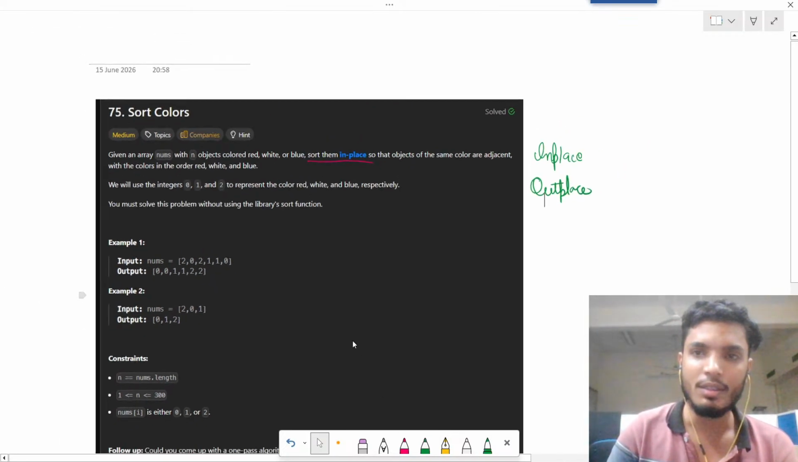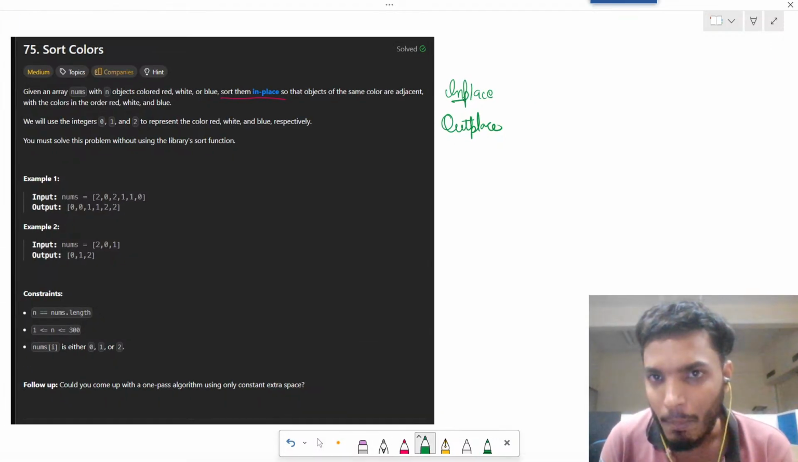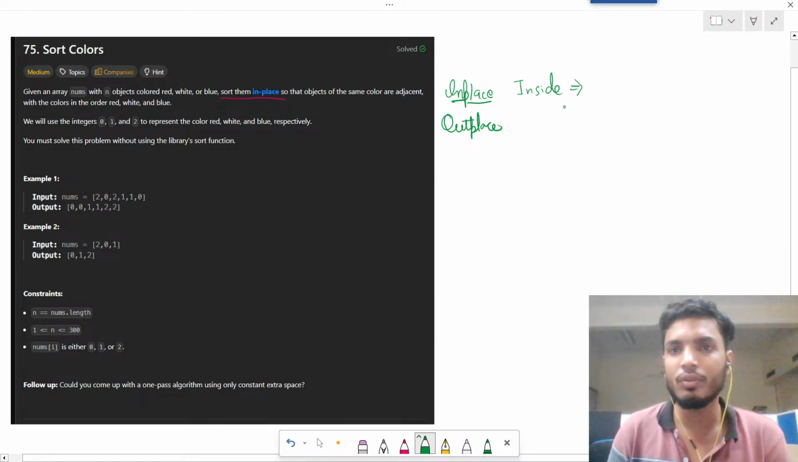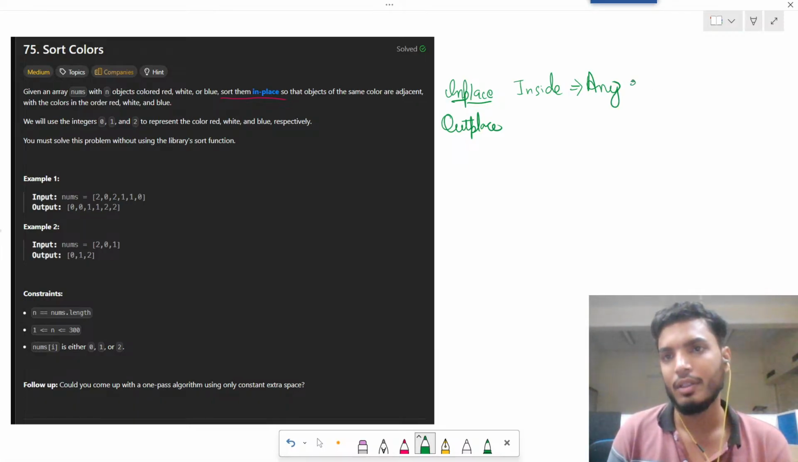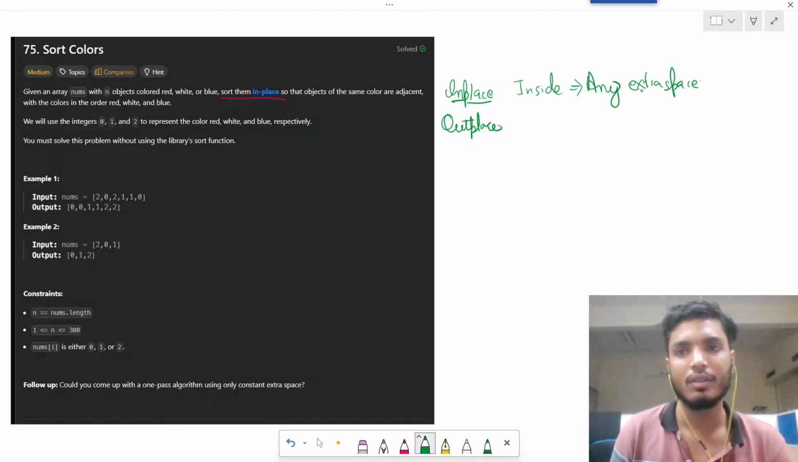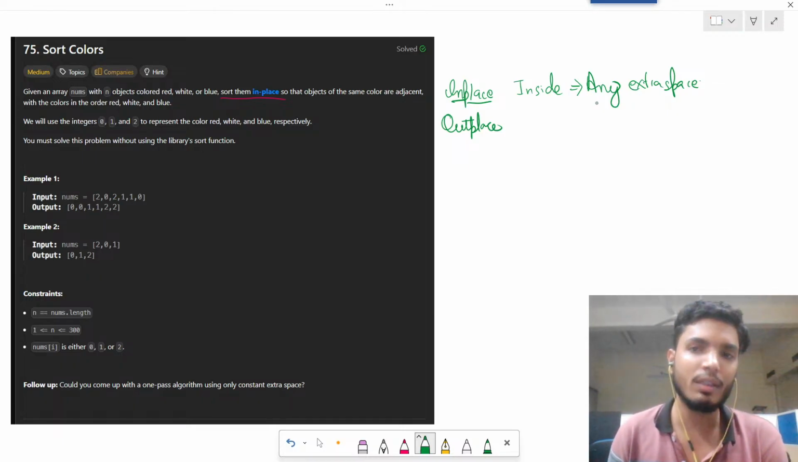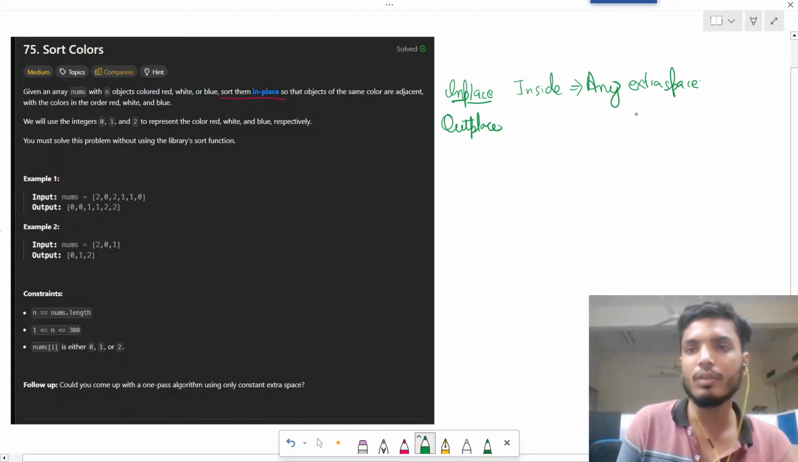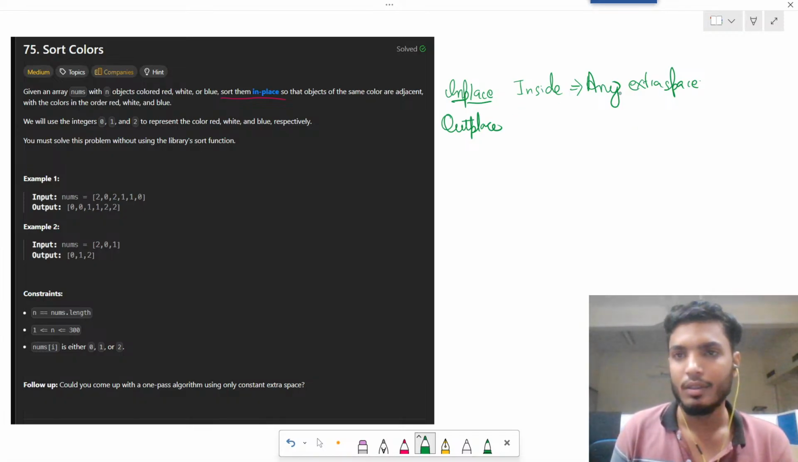As the name suggests, in place means inside. Suppose you are given a space, you have to do everything inside it. You can't take any extra space, meaning you can't take an array, but you can take constant extra space. Constant extra space means you can take a variable, but you can't take an array or anything like that which takes a large space.